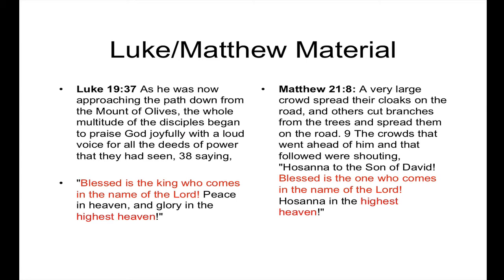Let's take another saying where Matthew and Luke have common material. Luke 19, Matthew 21. He's approaching the Mount of Olives, and we get this saying, "Blessed is the King, or the one who comes in the name of the Lord, Hosanna in the highest, glory in the highest heaven," or Hosanna in the highest heaven. The parallel material is not as extensive, but we have something rather striking, which is, "Blessed is the one who comes in the name of the Lord." That's what the other saying talked about.